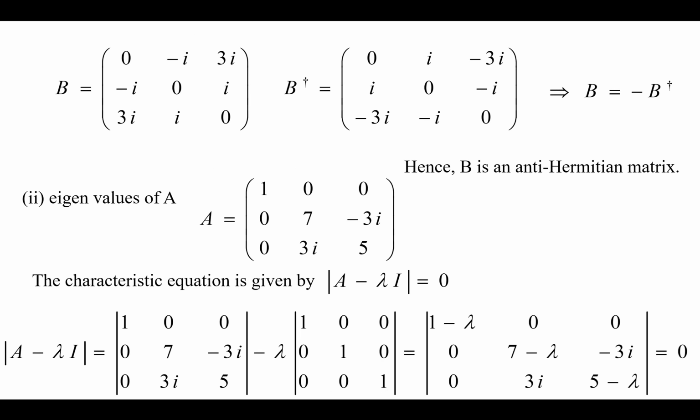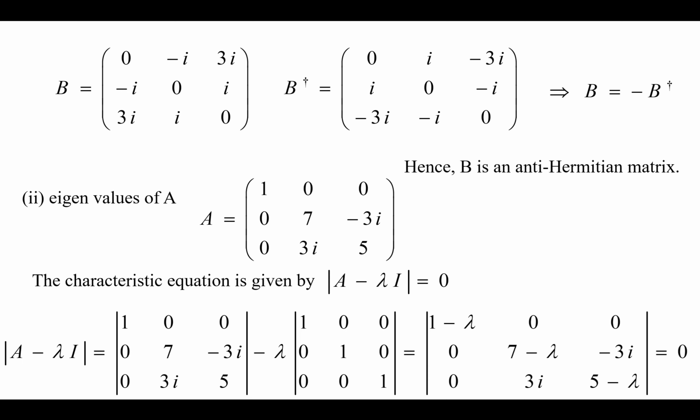Okay, now we'll go for B. The B matrix is given as 0 minus i 3i, minus i 0 i, 3i i 0. Just take B dagger. As I said earlier, we are going to take the rows as columns and take the complex conjugate. So it will be 0 i minus 3i, i 0 minus i, minus 3i minus i 0. You compare B and B dagger. This is exactly equivalent to B equals minus B dagger. So this is not Hermitian, but it is an anti-Hermitian matrix. So B is an anti-Hermitian matrix and A is a Hermitian matrix.